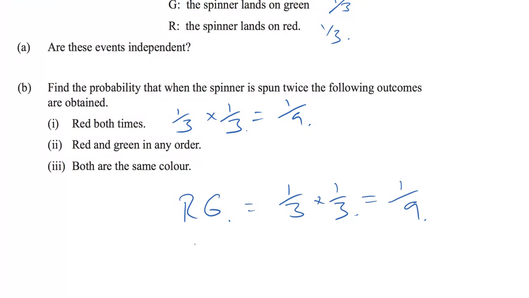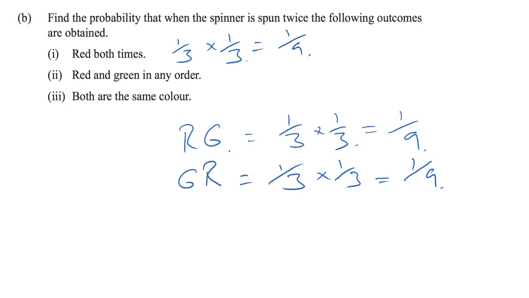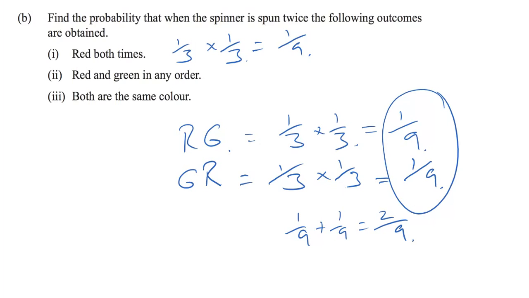But as well as that, we could be thinking about green followed by red. Well, that would be a third multiplied by a third too, which is also a 9th. So if we know both of those different outcomes, then what is going to be the combined outcome of either one of them happening? Now, when this situation happens, we're going to need to add those together, not multiply, add them, right? So it's going to be a 9th plus a 9th, which is 2 9ths.